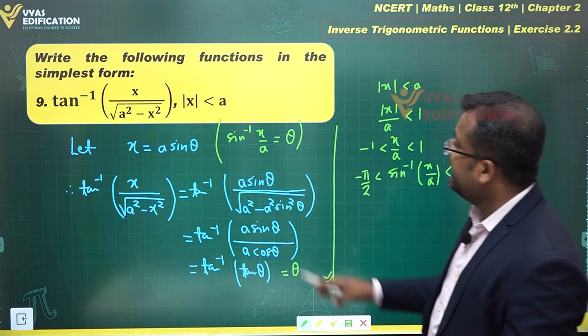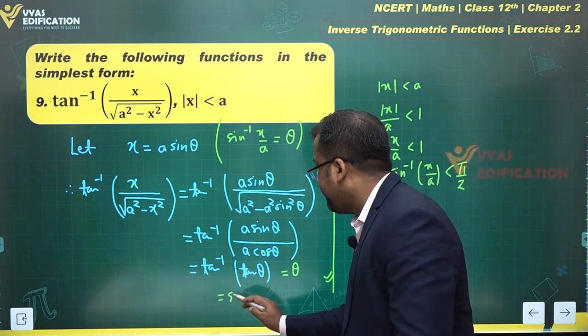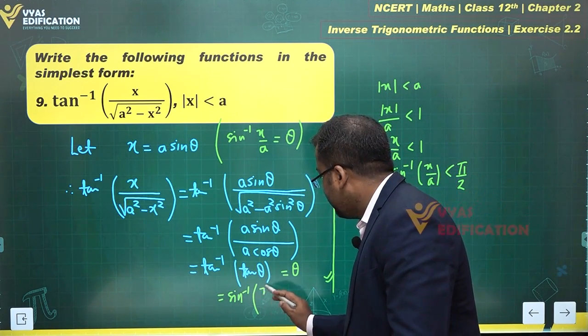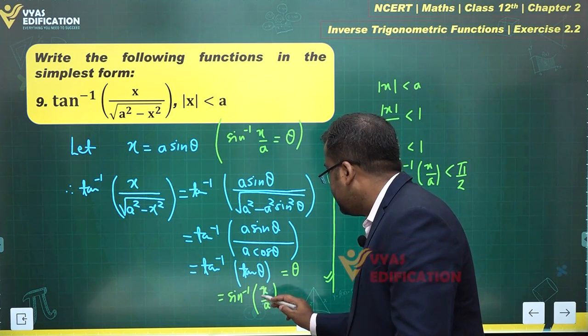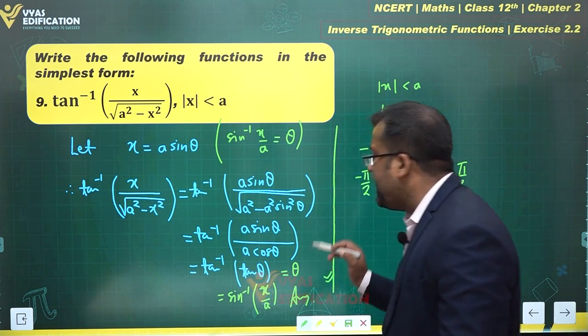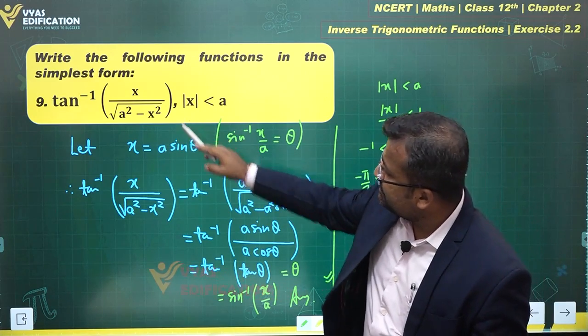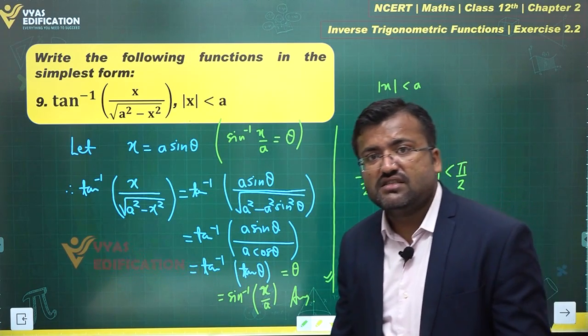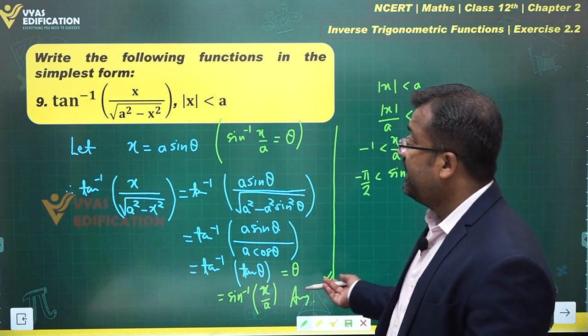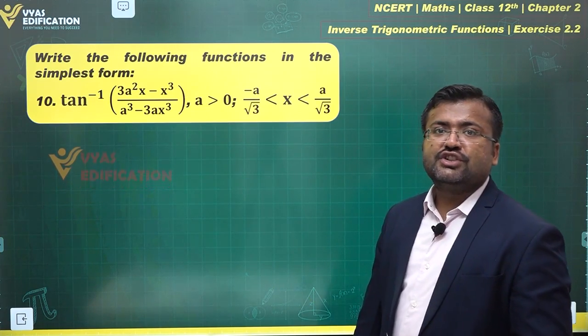Now, what is theta? Theta is sine inverse x by a. And yes, this is my simplest form of this complicated expression. Sine inverse x by a is the simplest form of this expression. That's the answer for this question. Let's solve this question next.